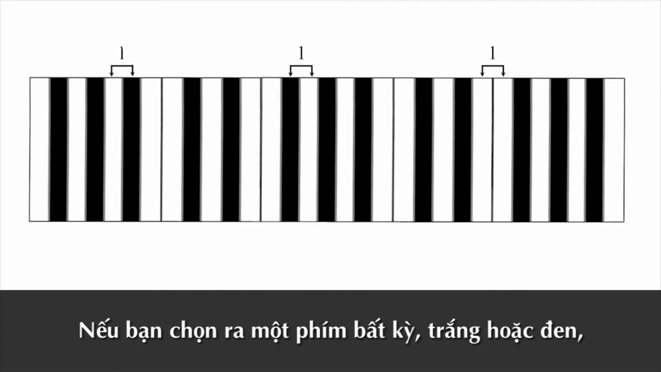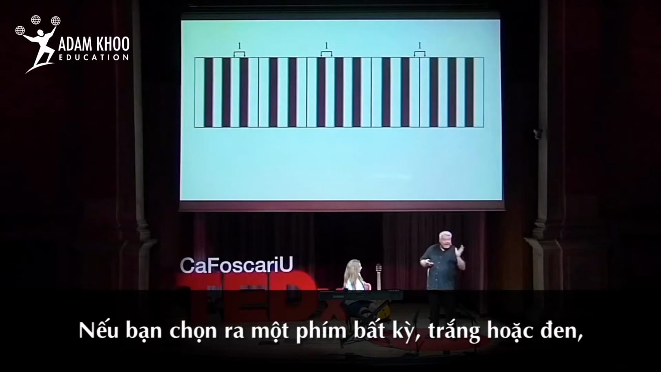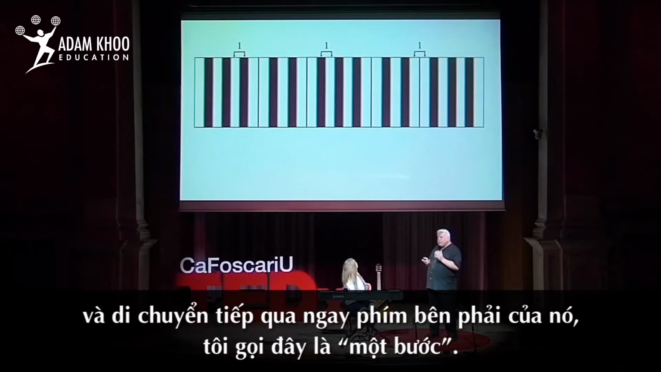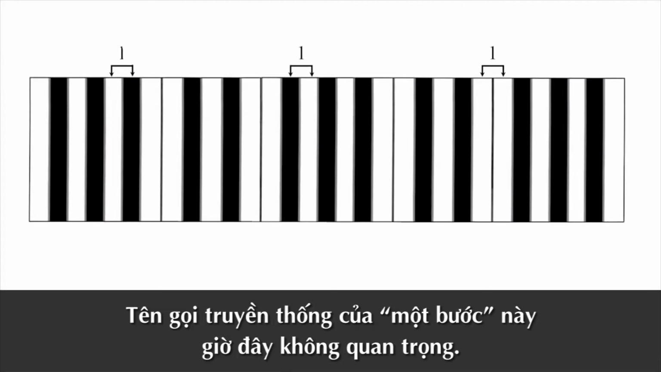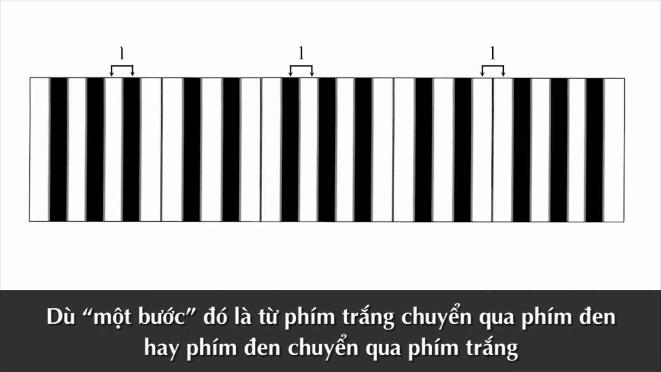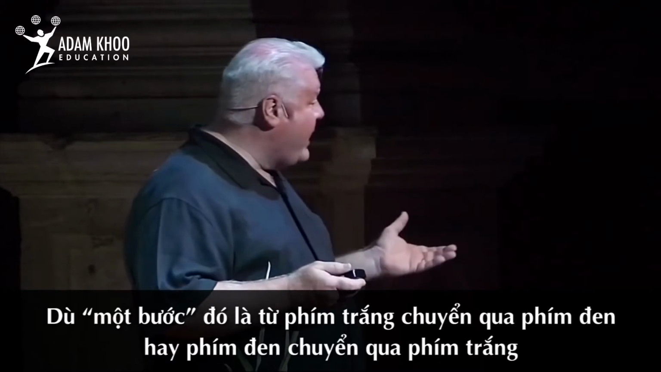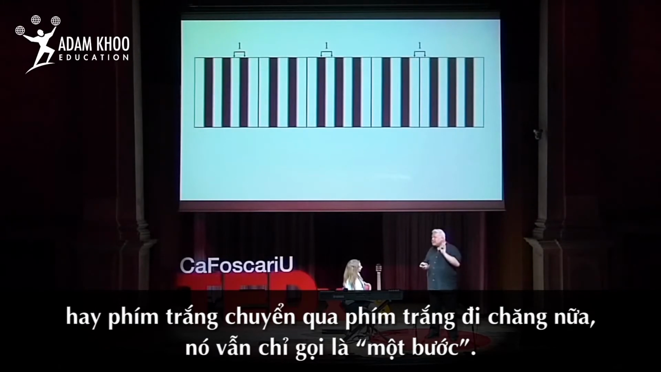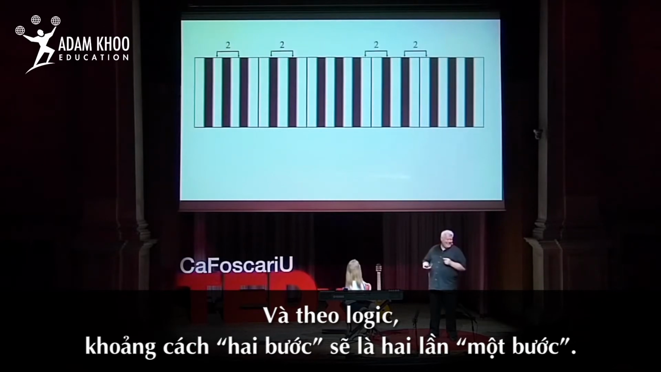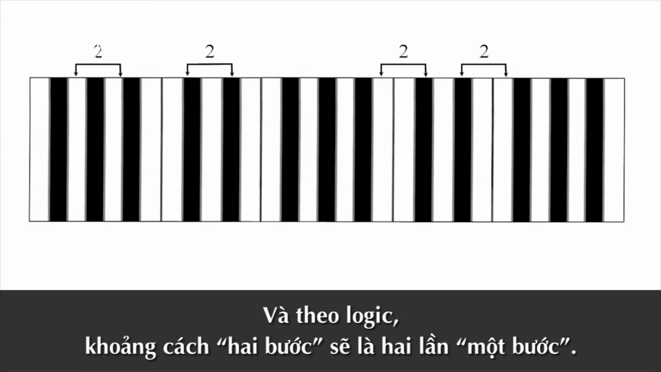Now, if you pick any key, white or black, and move to the key immediately to its right, I call this a step of one. Now, traditional names for this step of one are not important for now. It doesn't matter if it's a step of one from a white key to a black key to a white key, or a white key to a white key. It's still a step of one. Logically, a step of two, the distance equal to 2 steps of one.